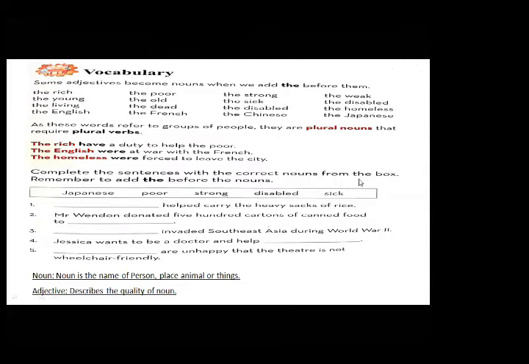I am showing it to you on the screen. Kindly take out page number 11 of your Active English course book. Complete the sentences with the correct nouns from the box. Remember to add "the" before the nouns. Now you have to put "the" with these words: Japanese, poor, strong, disabled, sick. These are some adjectives which are given to you. You have to put the correct adjective according to the need of the sentence and also add "the" before them to make it a noun.